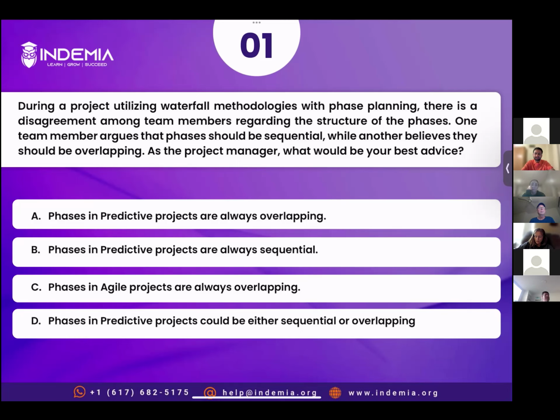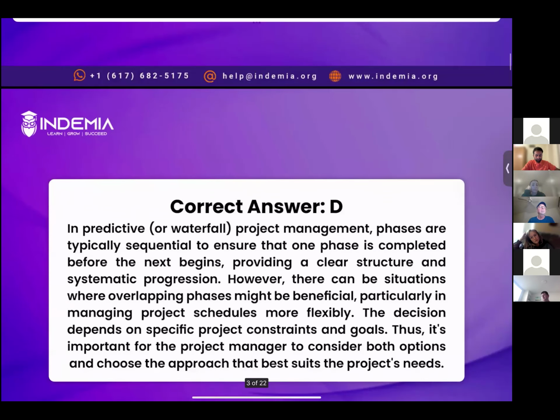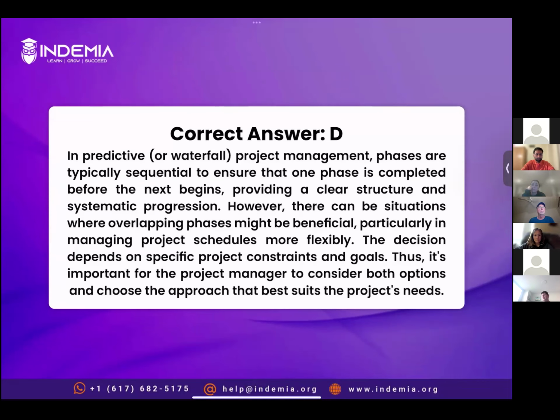As Robin mentioned, you can start the next phase while you are working on the first phase. Whatever information you have, based on that, you can start the next phase. So in predictive projects, phases could be sequential, phases could be overlapping. Right. The correct option is option D. Let's read the explanation. All right, so there could be instances where phases could be simultaneous or overlapping. Right, next question.